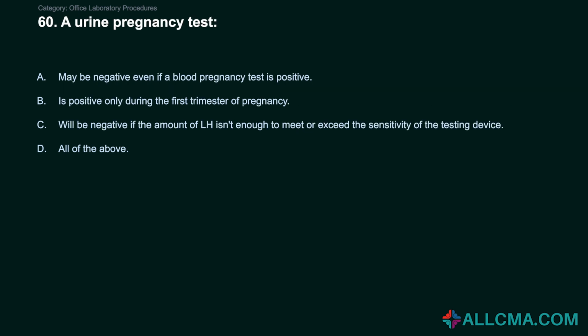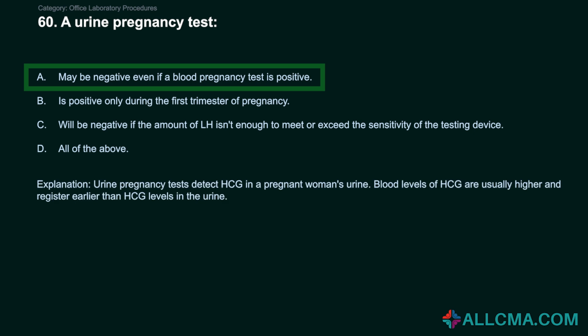60. A urine pregnancy test. A. May be negative even if a blood pregnancy test is positive. B. Is positive only during the first trimester of pregnancy. C. Will be negative if the amount of LH isn't enough to meet or exceed the sensitivity of the testing device. D. All of the above. Correct answer, A. May be negative even if a blood pregnancy test is positive. Urine pregnancy tests detect HCG in a pregnant woman's urine. Blood levels of HCG are usually higher and register earlier than HCG levels in the urine.